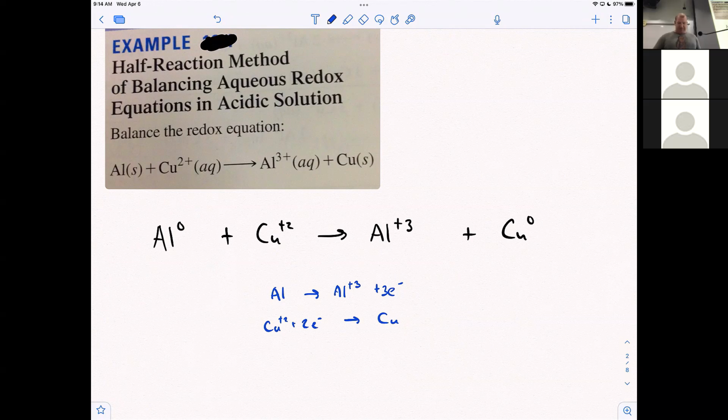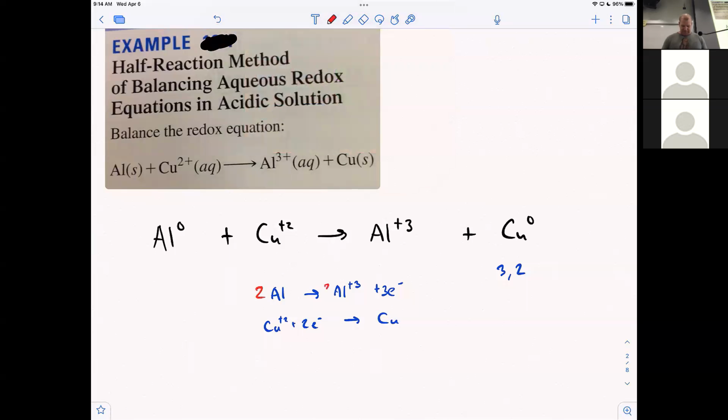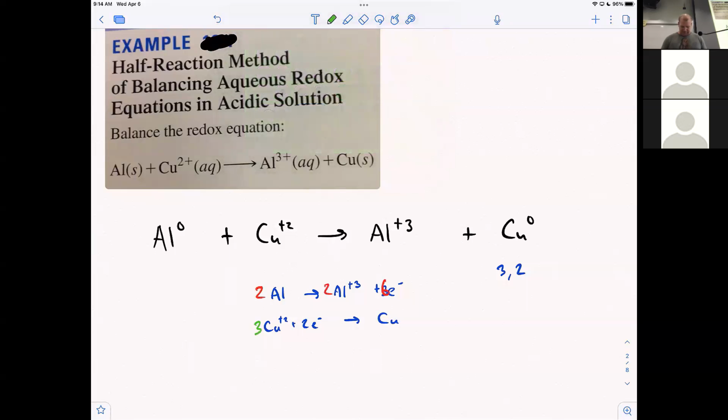We have to balance the number of electrons. And so we have to look at the lowest common denominator of 3 and 2. This is pretty easy because 3 and 2 are both prime numbers, so you have to multiply them. The top equation, we have to multiply by 2, and the bottom equation, we're going to multiply by 3.